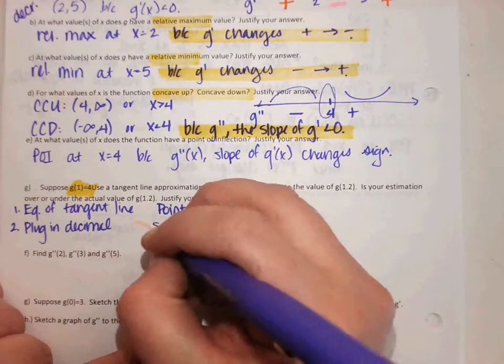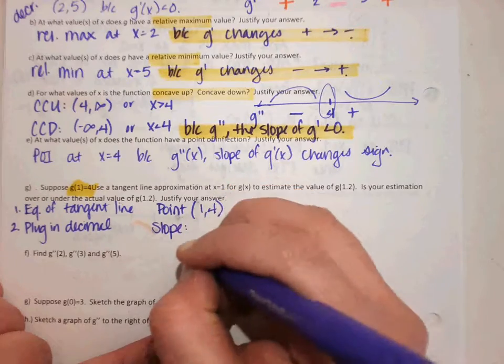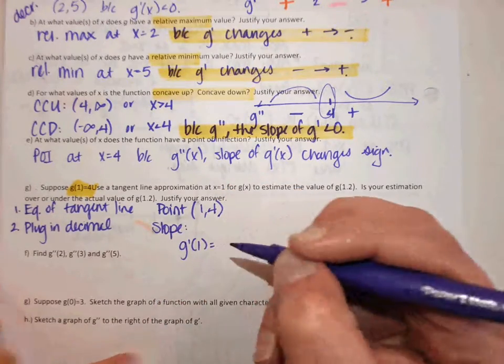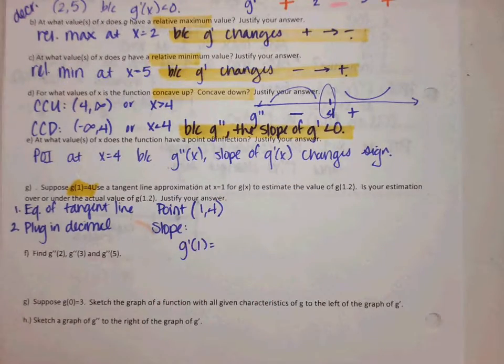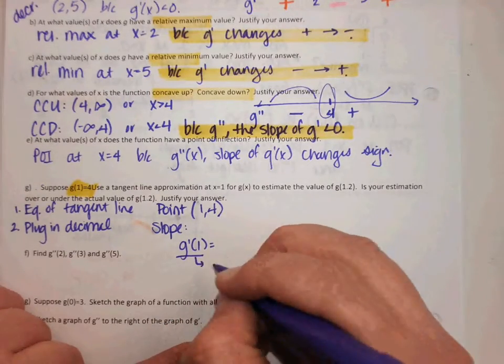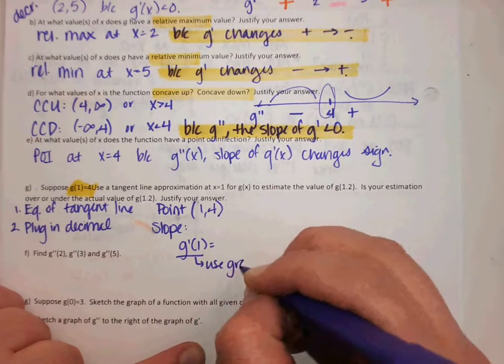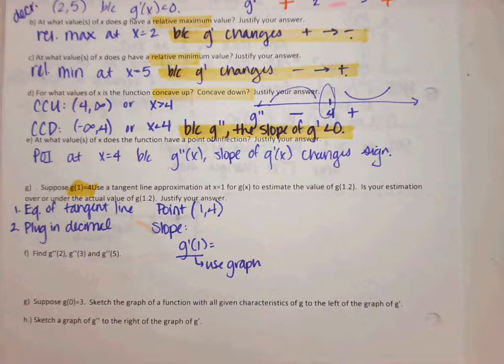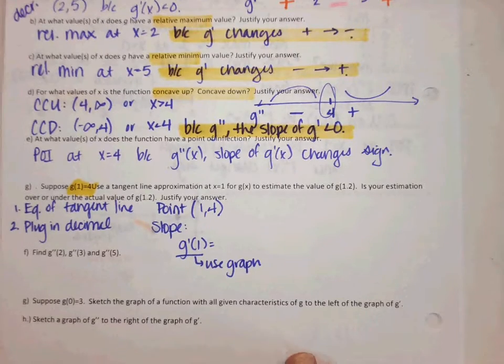Now, when I want the slope, I'm going to want g prime of 1, and that's what I have in my graph. So this is where I'm going to use the graph. Because what's the graph of? g prime. So if I want g prime of 1, look at your graph. At 1, what is the value of g prime? 1. Okay, so I'm going to come up here and label it.